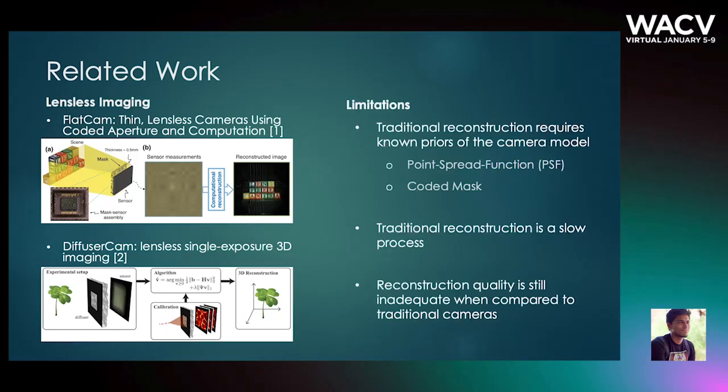The problem with traditional reconstruction methods is that they still need some known information from the camera model. This may be in the form of a point spread function or a coded mask, which may not always be available or may have variations. Traditional reconstruction is also a very slow iterative process and may still produce low-quality reconstructions relative to lens-based cameras.